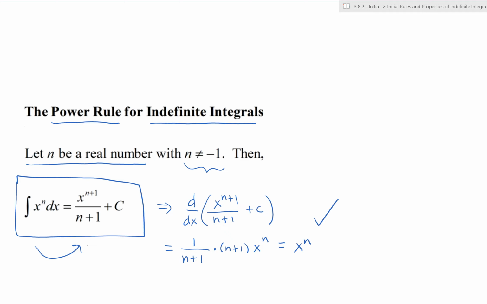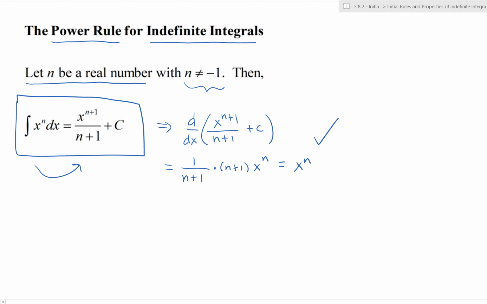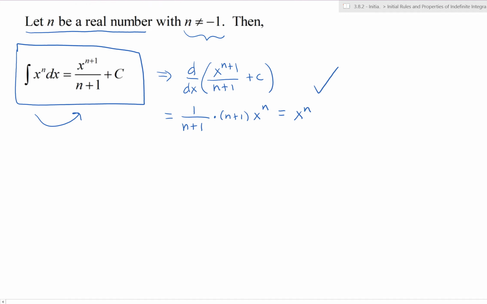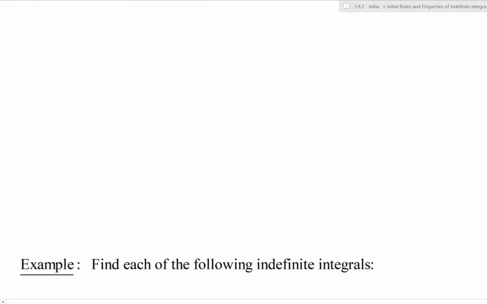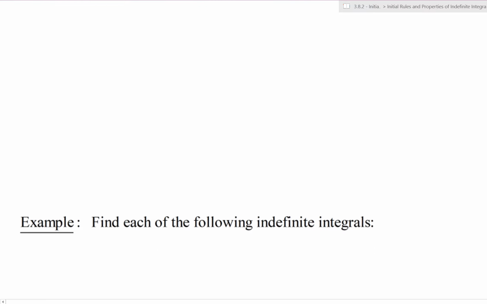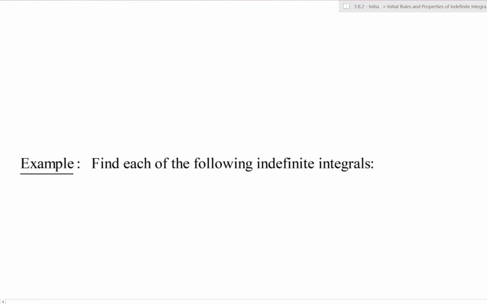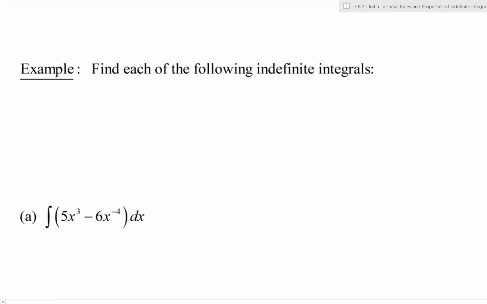Of course, this does not work for n equal to -1. We can see that because we'd be dividing by 0. And that applies to some other specific rule, as we'll see at the end of this video. So now that we've stated a few of these rules and talked about a few of the basic formulas for some of these antiderivatives, let's go and find a few indefinite integrals here. All right, so let's find a couple of them.